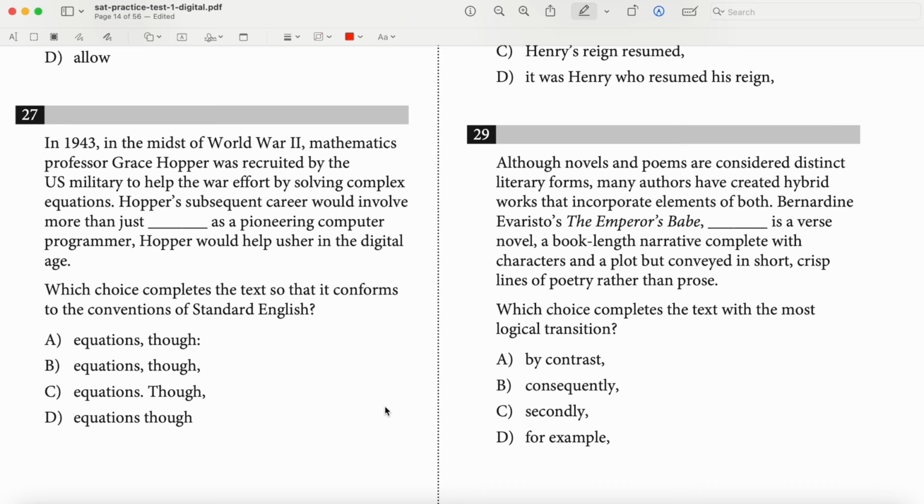Yeah, that makes sense. It's a little bit weird ending it with "though." It is. I wouldn't recommend writing this way. It's just kind of confusing. It is. I get it.